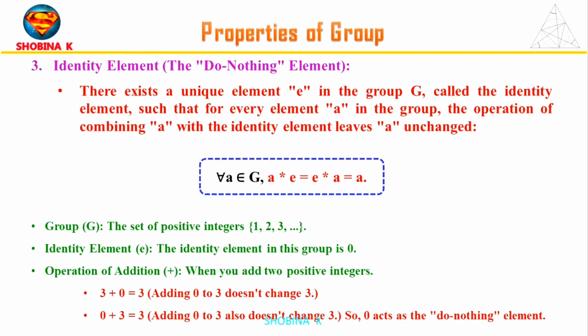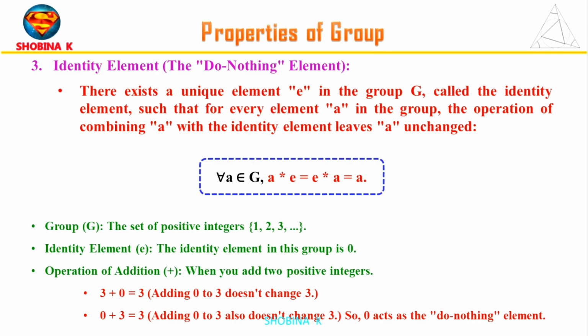We have a group set with positive integers. In this group, the identity element is 0. Here the operation is addition. When you add 0 to any positive integer, it doesn't change the positive integer. In the first case, we are adding 0 to 3 and it doesn't change 3. In the second case, we are adding 3 to 0 and this also doesn't change 3.